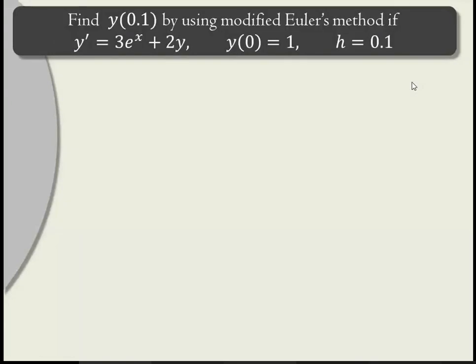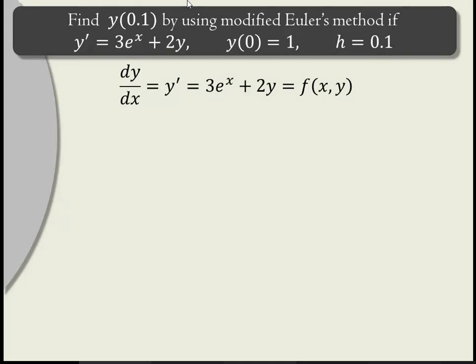Find y at point 1 by using the modified Euler's method if y dash is equal to 3e raised to x plus 2y, given y of 0 equal to 1, and take h equal to 0.1. Firstly, write down the given things. We are given y dash, meaning dy by dx. So dy by dx, that is y dash, is 3e raised to x plus 2y. That we take as f of x, y.